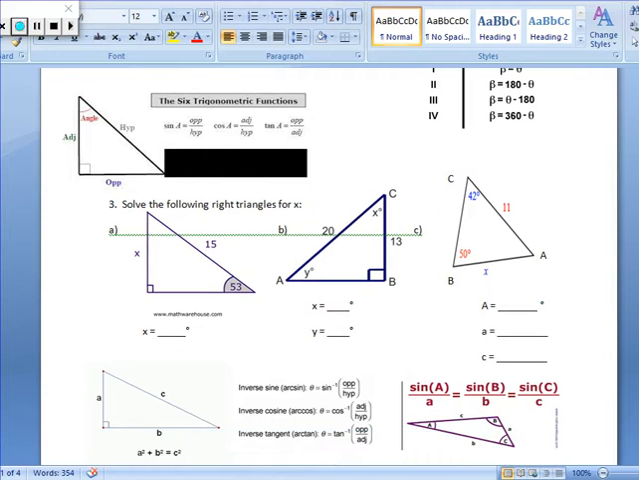Okay, so with some of these right here, you're going to need to know how to solve right triangles for x. And I'm going to say right now, let me go ahead and type this.